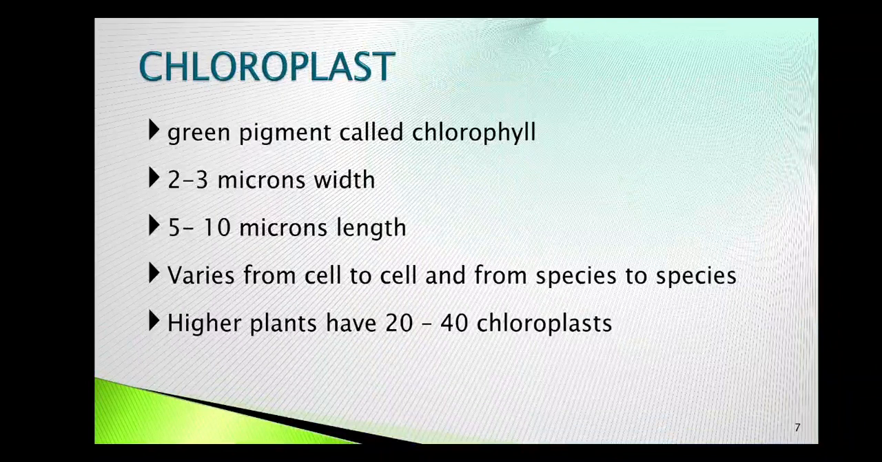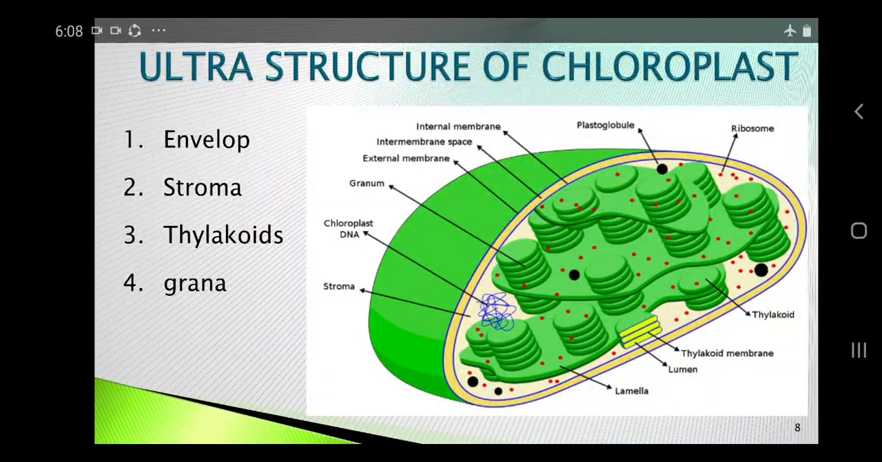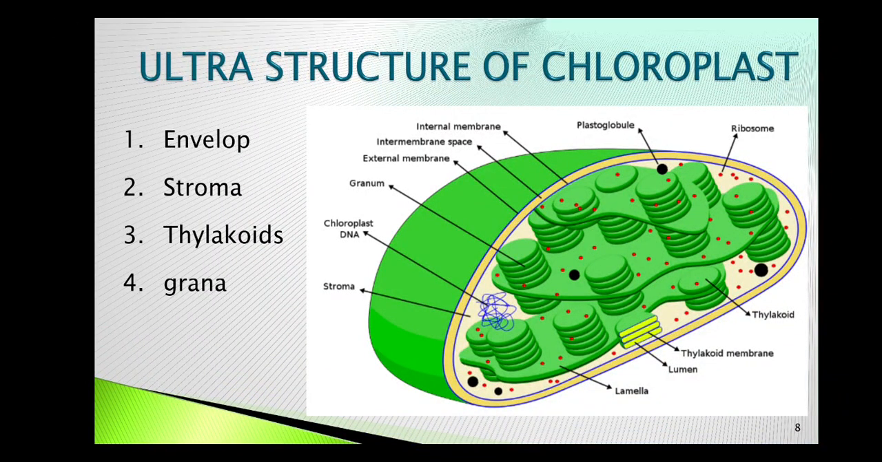The number of chloroplasts varies from cell to cell and from species to species, but it usually remains constant for a particular plant. Green algae typically have a single large chloroplast, while the cells of higher plants have around 40 chloroplasts. Now we'll see the ultrastructure of chloroplast. There are four important parts of chloroplast. Number one, envelope. Number two, stroma. Number three, thylakoids. Number four, grana.